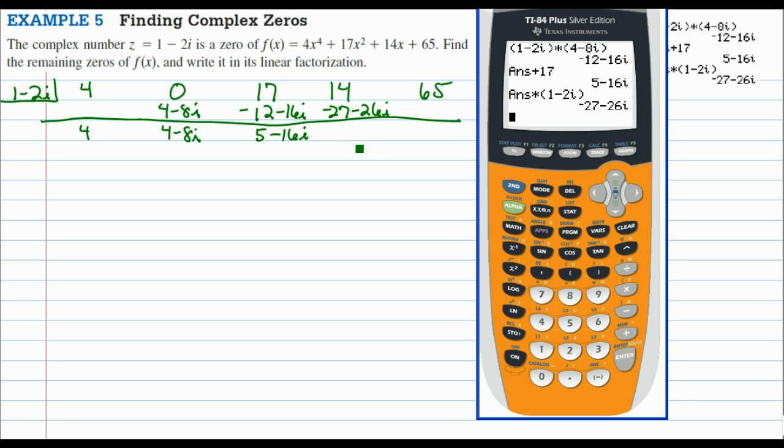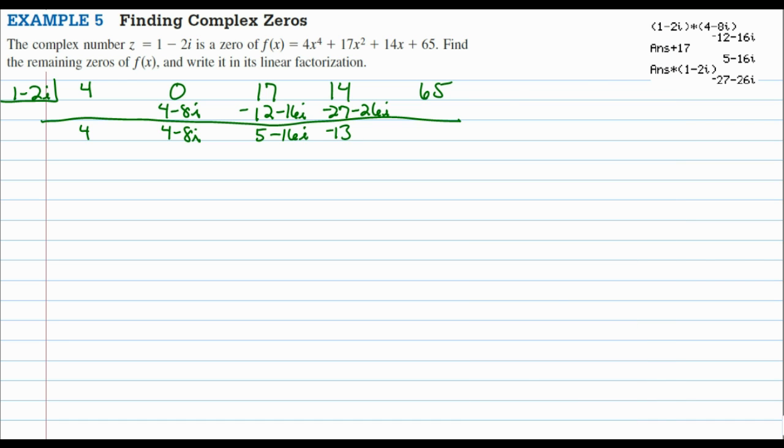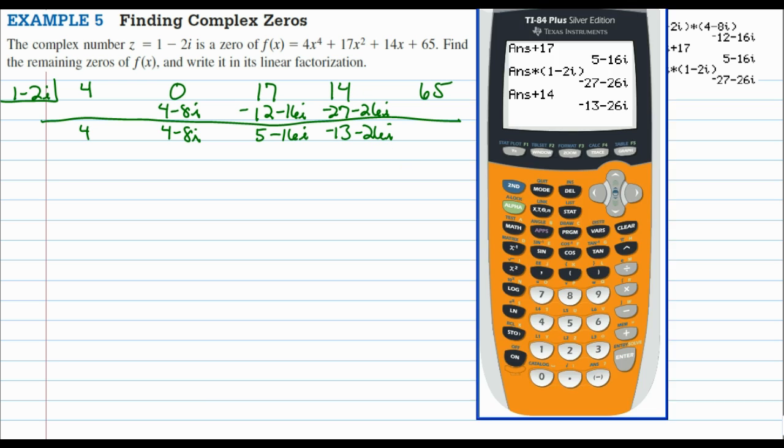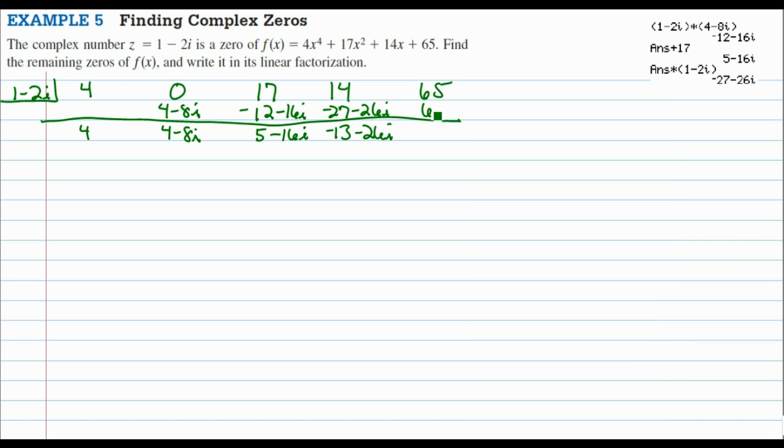So now I add 14. And I get negative 13, what was that? Minus 26i, duh. 14 minus 27 is negative 13 minus 26i. Multiply that by 1 minus 2i. And if 1 minus 2i is in fact a zero, which the problem told me it is, hopefully this will equal 65, which seems kind of magical at this point. But in fact it does equal 65. 65 minus 65 is 0.